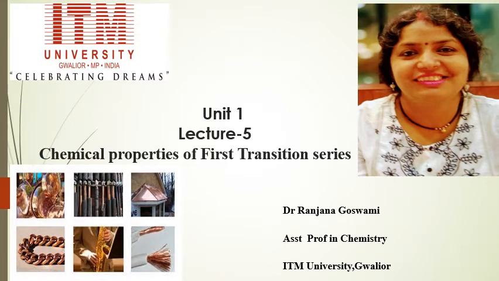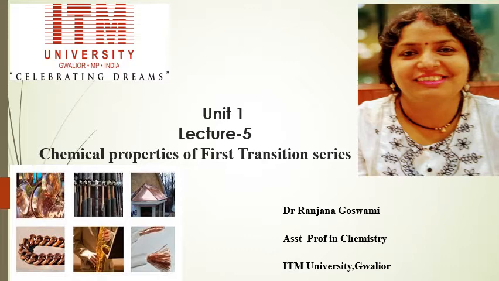Welcome to another topic in Unit 1, that is chemical properties of the first transition series. As we have learned, the transition elements are divided into four series. First series, that is 3d, then second 4d, then third 5d, and the fourth one is 6d. We have read about the general characteristics and the periodic properties of the first transition elements.